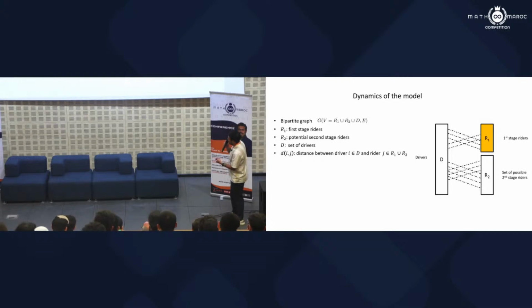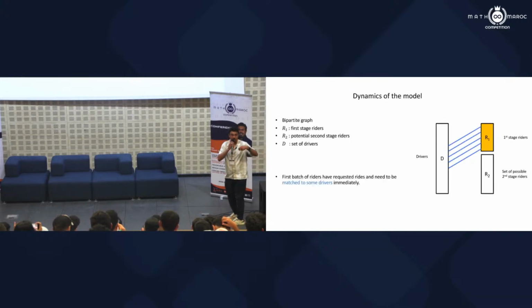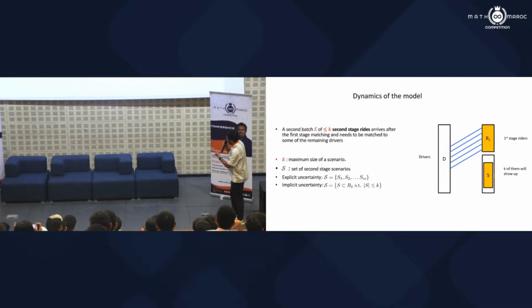So one way to set uncertainty, you have a set of scenarios, S1, S2, Sm. These are possible scenarios that you've constructed from historical data. Another way is implicit scenario. You know the universe of riders, you know the potential location where the requests are going to come from, but they're not going to come all at the same time. There is at most k of them that's going to be materialized. So the size of S is at most k. So there will be at most k requests. I don't know from where, but I know the universe of them.